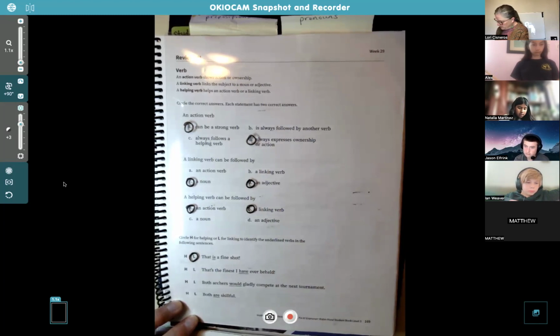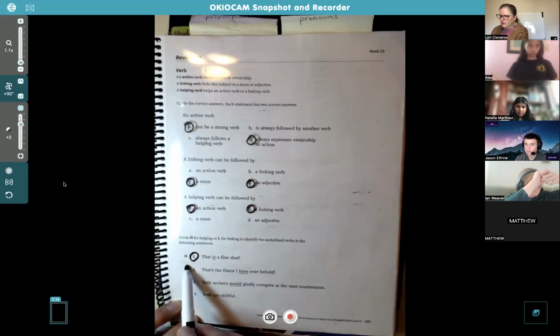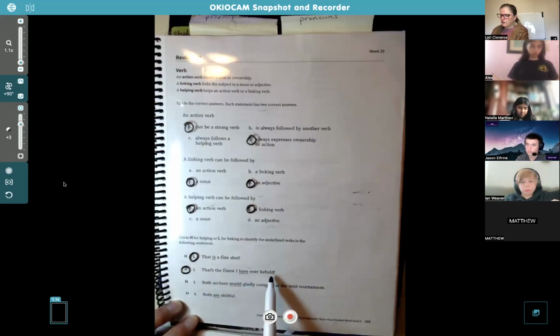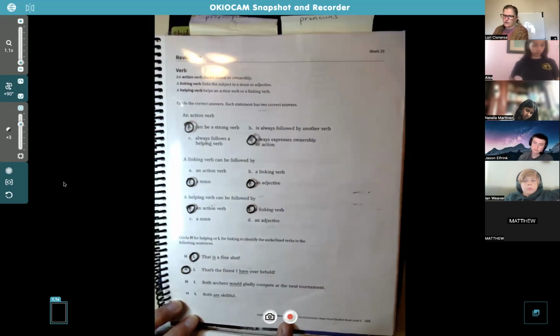These are a little tricky. I'll give you a clue here. You have this verb beheld. So whenever you have a verb next to it, it's actually a helping verb because it's helping the verb beheld. Beheld is also a verb. So if you see another verb in there, that's usually an indication that it's a helping verb. If you don't see another verb, it's usually a linking verb.